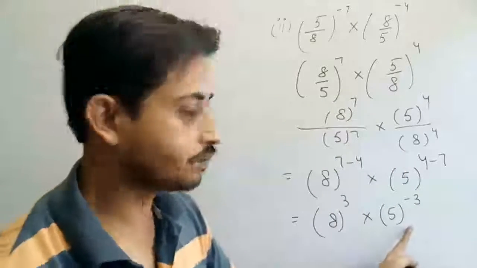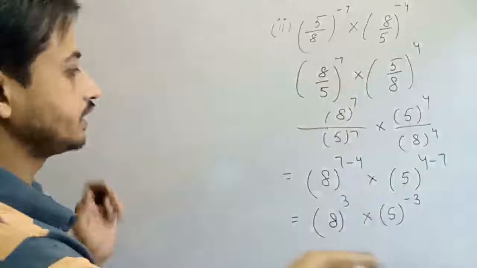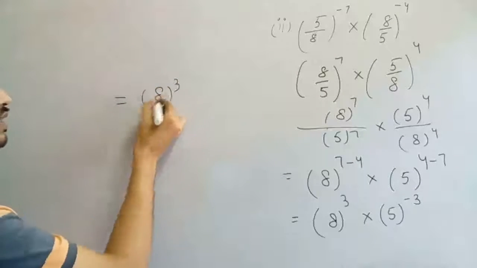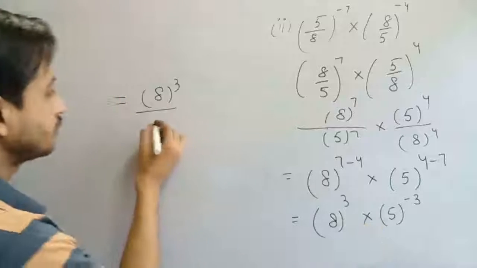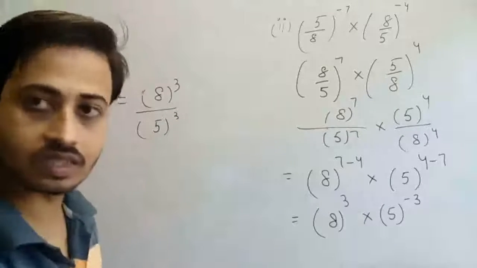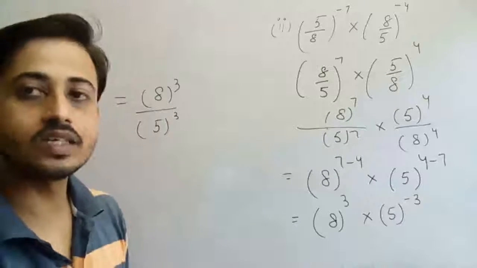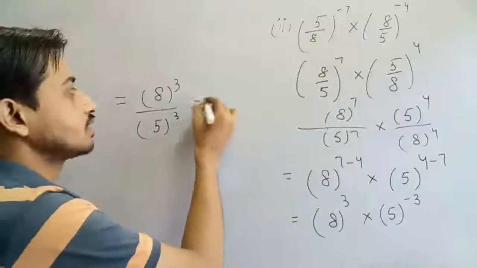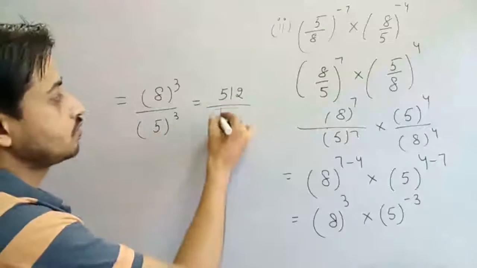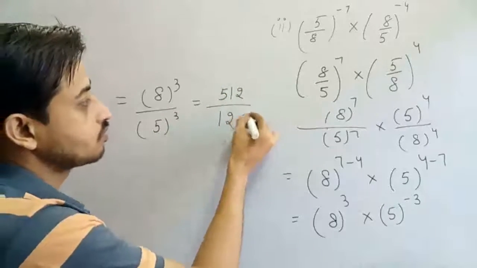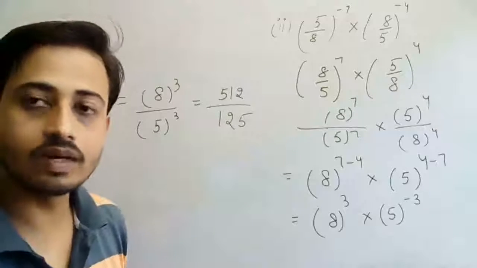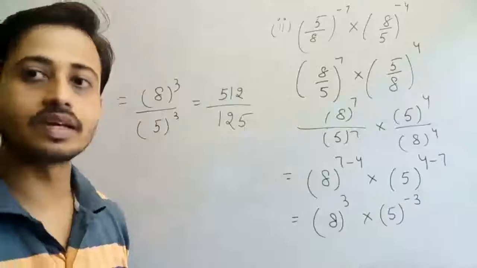Now you can make it positive by taking it to the denominator part. So 8 raised to the power 3. If we take this term to the denominator part, it becomes positive 3. Now what is 8 into 8 into 8? You can write it as 512, and 5 into 5 into 5, you can write it as 125. So answer is what? 512 divided by 125. Please make a note.